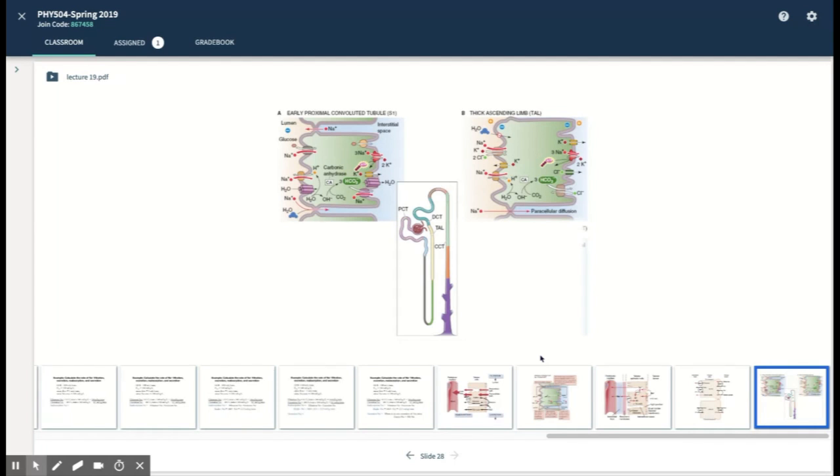What is the benefit of this? What's it doing in the urine eventually?